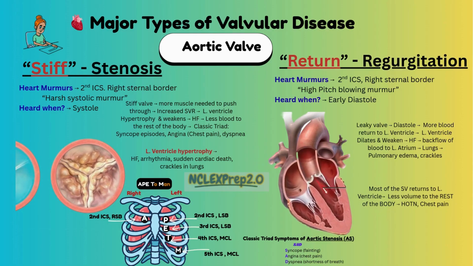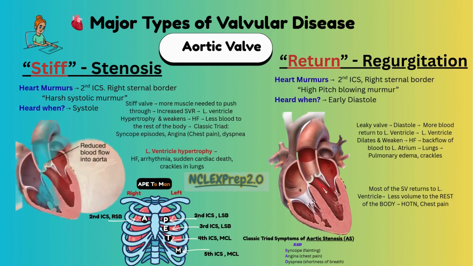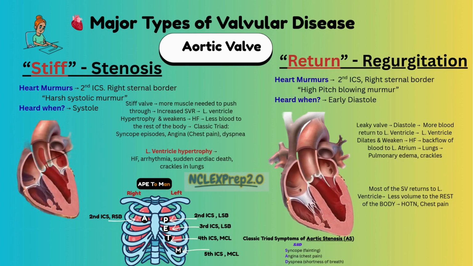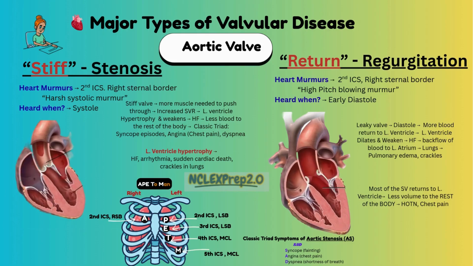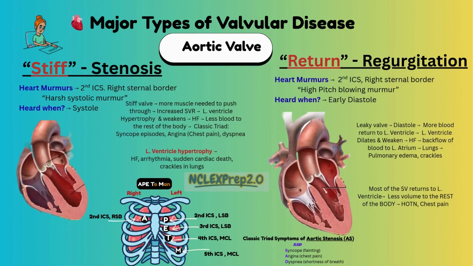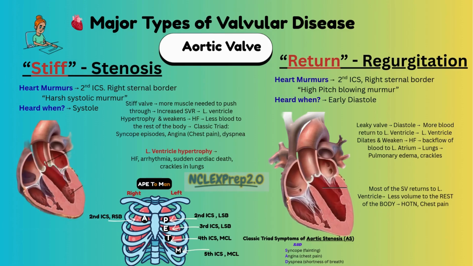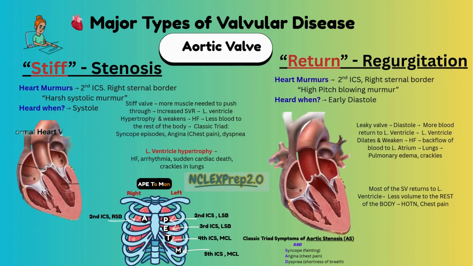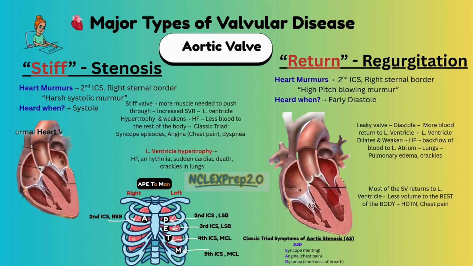So then, blood backs up to the left atrium and eventually to the lungs, causing pulmonary edema, crackles, and difficulty breathing. Additionally, remember that less stroke volume means less cardiac output and less available to the rest of the body. So you might see signs and symptoms of hypotension or hypoperfusion. The nurse should locate the aortic valve at the second intercostal space, right sternal border. You will hear a high-pitched blowing murmur.